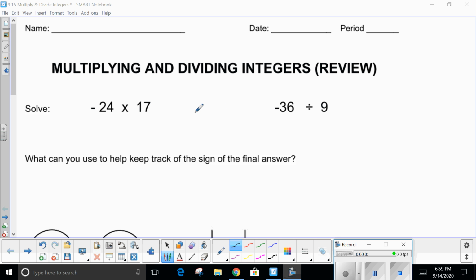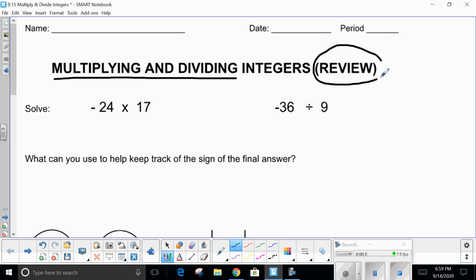Okay, yesterday we finished up with adding and subtracting rational numbers. Now we're going to work on the next part of our unit where we're actually multiplying and dividing rational numbers. So what we're going to do first is a review of the rules for multiplying and dividing numbers when they are positive and negative whole numbers, which we know are the set of integers. So in this case, we have the number negative 24 times 17.